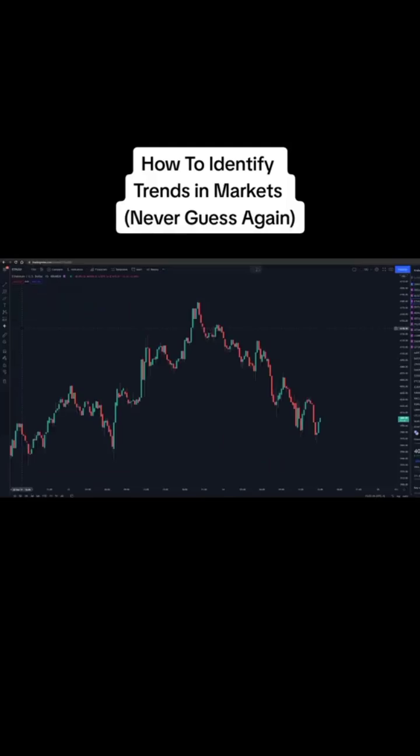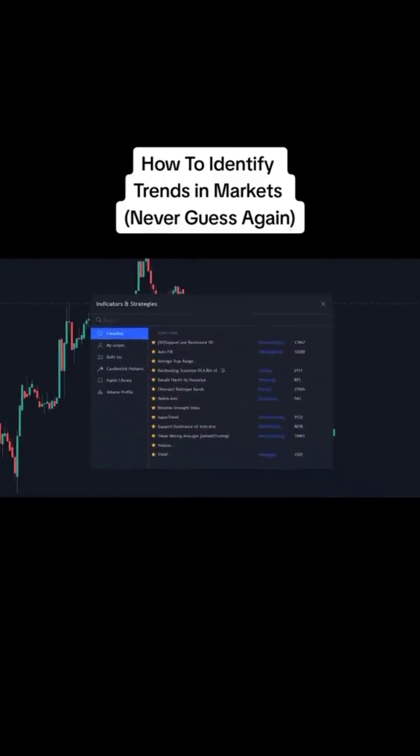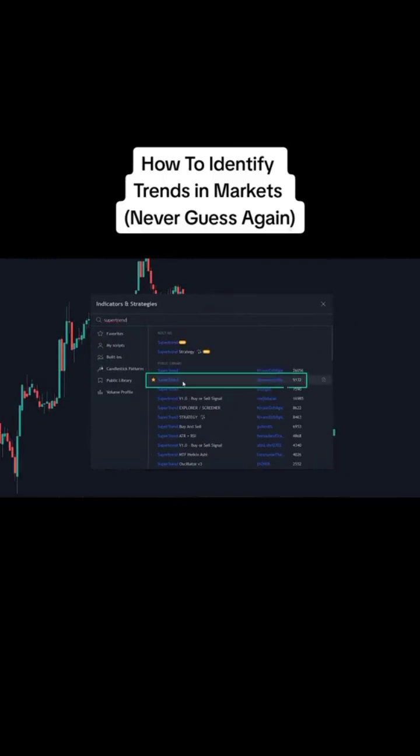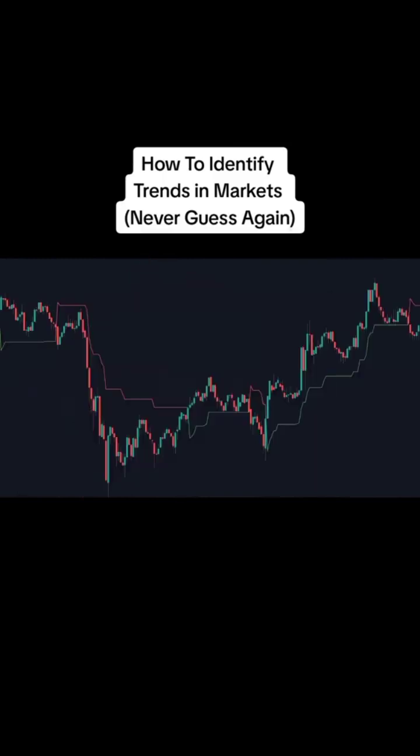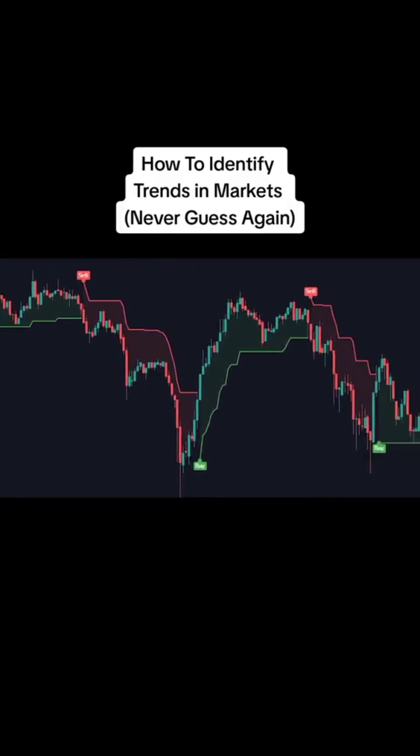First, let's add this indicator to our chart. To do this, just go to the indicators tab on TradingView, type in Supertrend, and make sure you select this one right here. It's probably one of the easiest indicators to use on the planet. When the line is green, you buy. When the line is red, you sell. Pretty self-explanatory. But just like any other indicator, this indicator by itself has some problems.